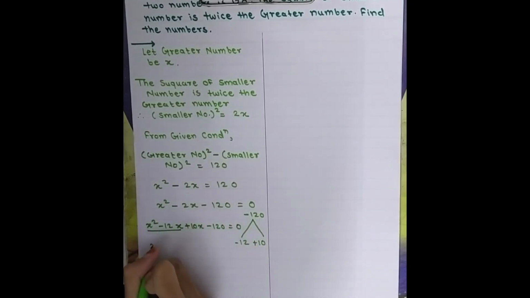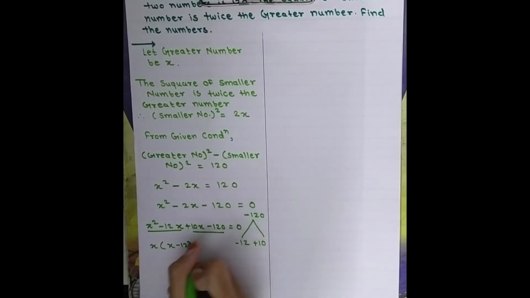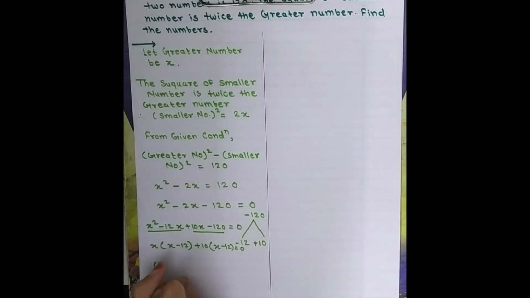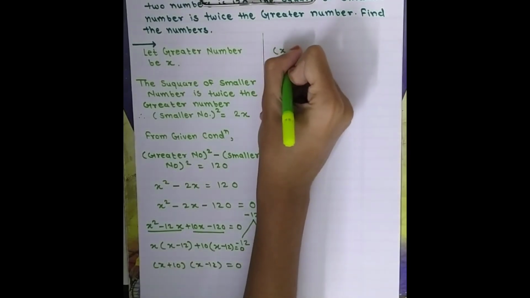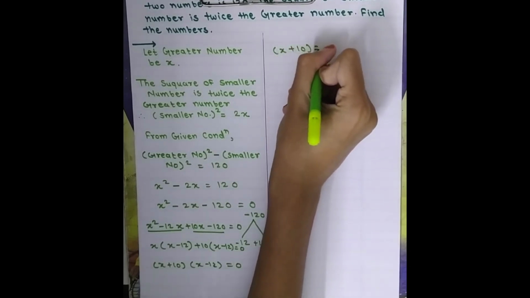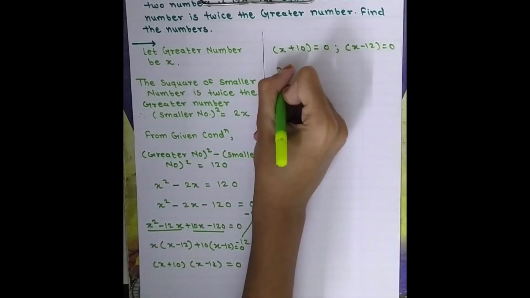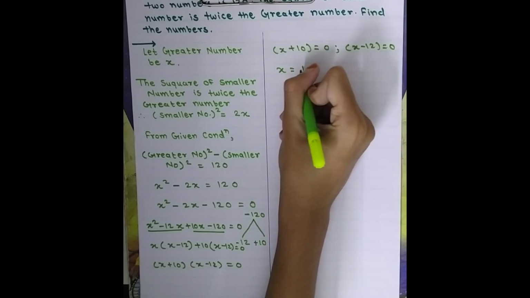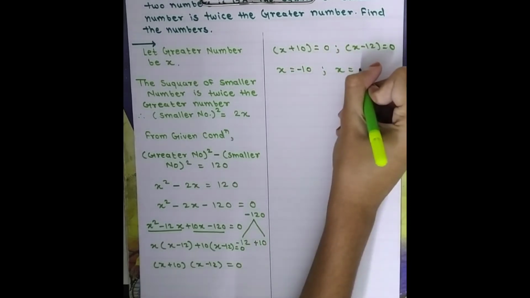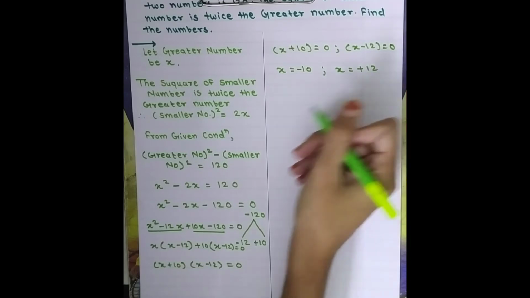From the first two terms, x is common, so x minus 12, and from the last two terms plus 10 is common, and in the other bracket x minus 12 is equal to 0. So x plus 10 and x minus 12 is equal to 0. So x plus 10 is equal to 0 and x minus 12 is equal to 0. So x is equal to minus 10 and x is equal to plus 12. This minus goes to plus.